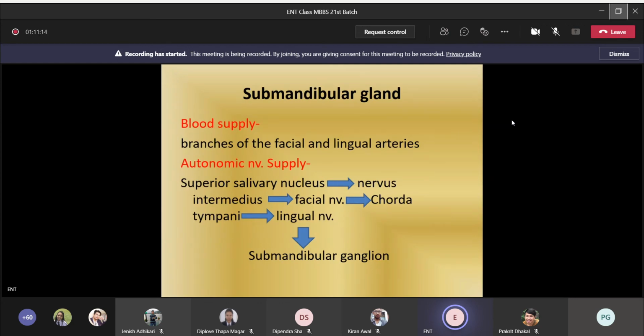For the parotid gland it is the inferior salivary nucleus, and here it is the superior salivary nucleus. For the parotid it is through the ninth, the glossopharyngeal nerve, and here it is through the seventh nerve, through the chorda tympani and through the lingual nerve into the submandibular ganglion. You have to differentiate between these two autonomic nerve supplies of the parotid gland and the submandibular gland. It is a bit difficult to differentiate, so you have to memorize it.